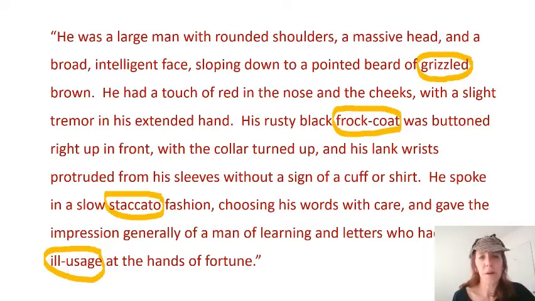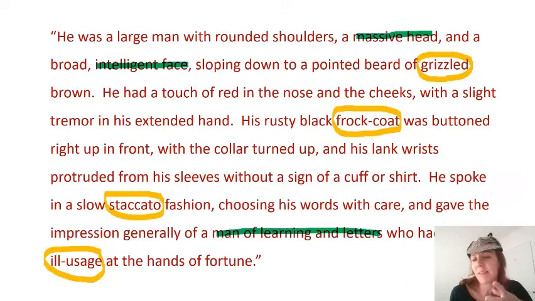Now, the first bit, he's a large man, I can imagine that, with rounded shoulders, a massive head, and a broad, intelligent face. Well, that with the massive head and the clue later on, a man of learning and letters. Now, I know in the Victorian times that if you had a big head, they thought you were very intelligent. So this person with a big, massive head, an intelligent looking face, and a man of learning, he was educated and letters. He was able to read and to write. So he was a clever man.